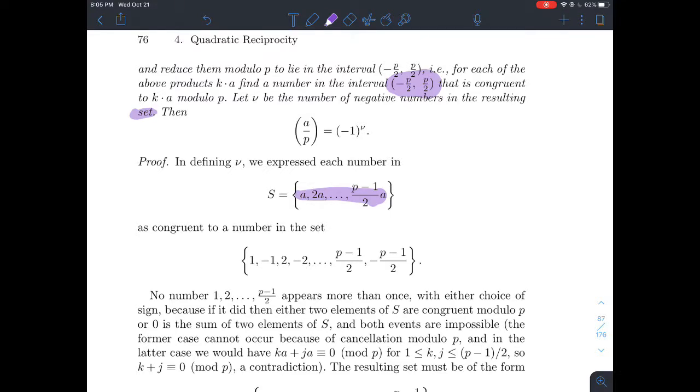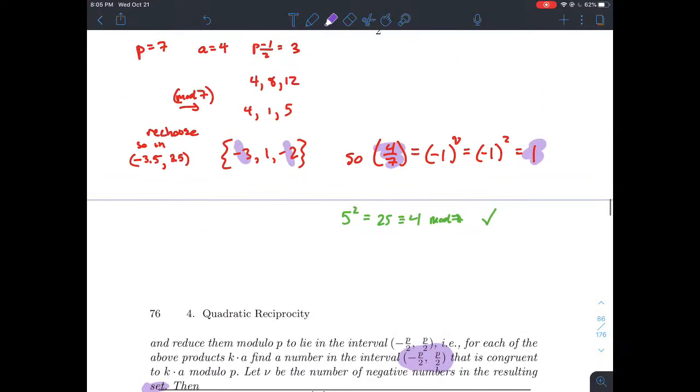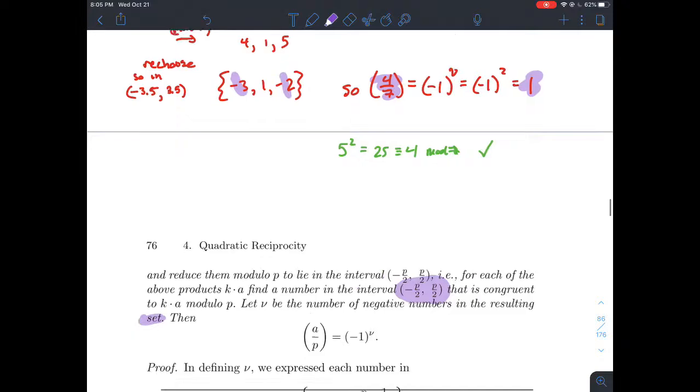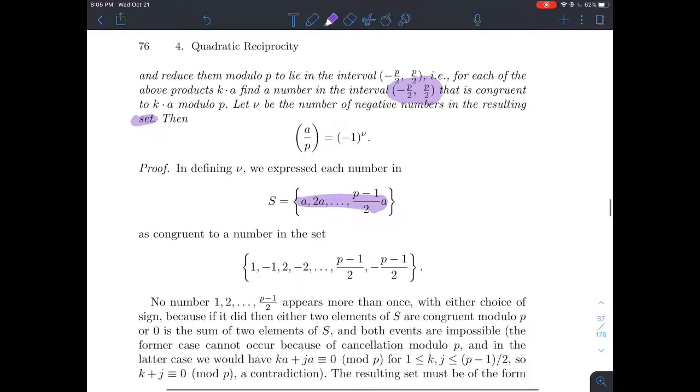You can always do that. I just showed you can always do it by one example. That's bad logic, but I'm just showing you it's not necessarily hard to do. Now, if I'm going to be in that interval from minus p/2 to p/2, then all your representatives have to be things that look like this.